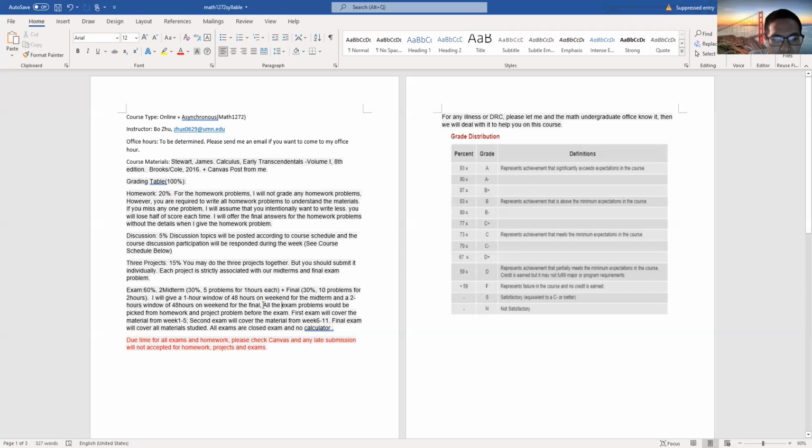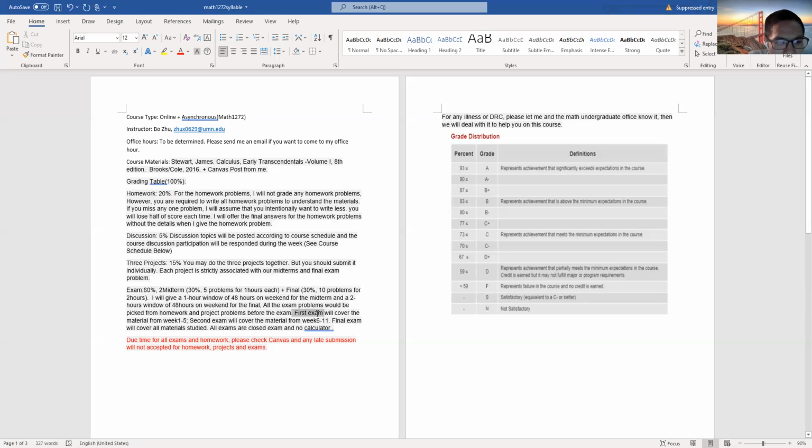Okay, like what I said before, all the exam problems would be picked up from homework and project, basically from the projects. Before that exams, the first project is associated with the first midterm exam. The second project is associated with the second midterm exam. The third project is associated with the final exam, like that.